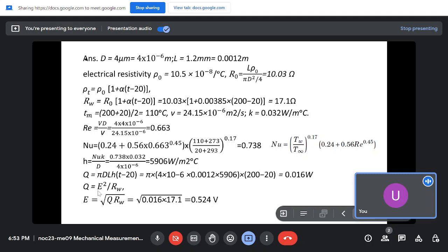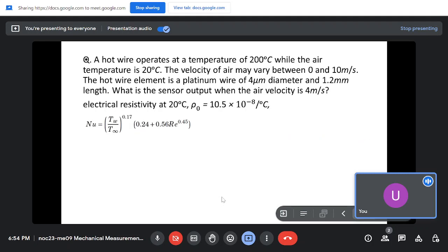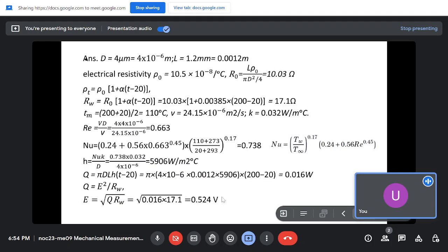From there we can find the voltage, which is equal to root of the heat flow into the resistance of wire. So that will give you 0.016 into 17.1, which will give you 0.524 volts. So the sensor output will be 0.524 volts, and this may vary with respect to the Reynolds number, but for different velocities.